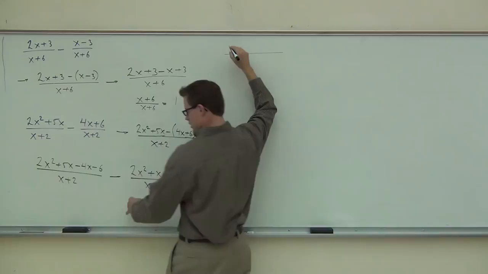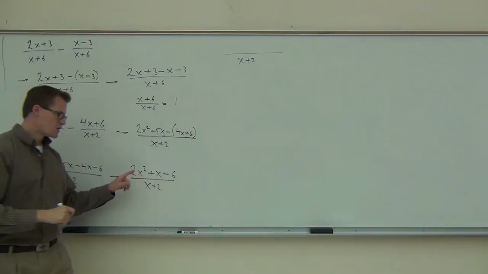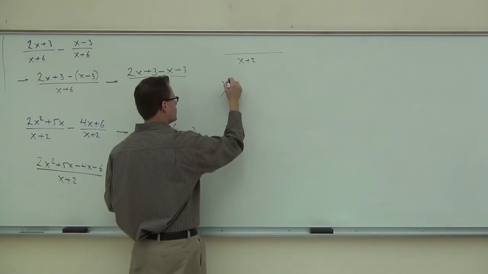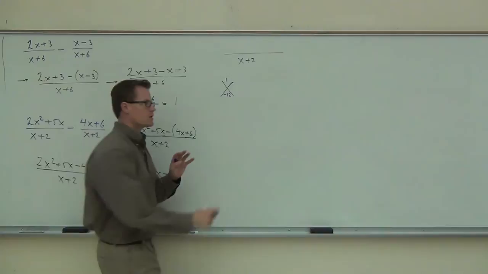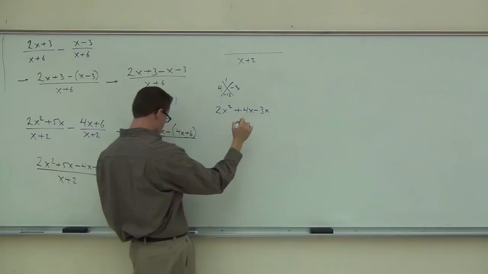I know this doesn't factor, so x plus 2 stays the same. Does the numerator factor? In order to check that, probably going to use a diamond problem because there's a number up front, probably going to have the extra step here. Actually, definitely going to have that. 1 over negative 12 tells me I'm working with positive 4 and negative 3. That adds to 1, that multiplies to negative 12. That's going to give us the 2x squared plus 4x minus 3x and at the very end minus 6.